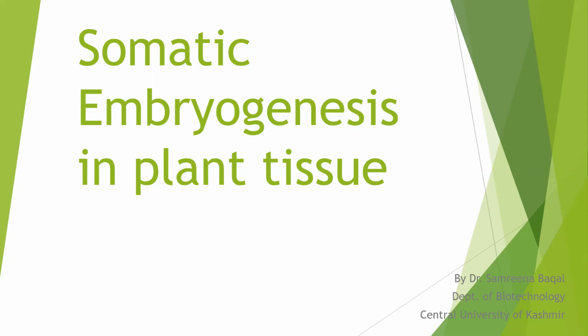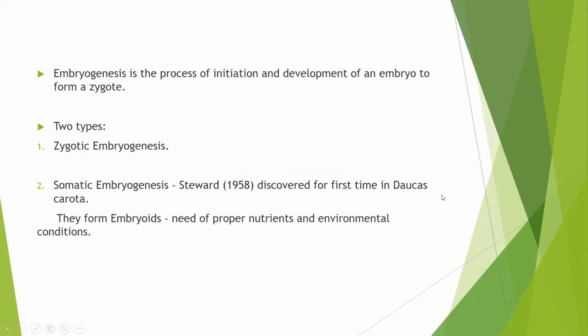We will be discussing somatic embryogenesis in plants, how embryos are formed in somatic cells. We can say it's the formation of an embryo from the zygote. Embryogenesis is a process, but the initiation and development of the embryo are from the zygote.